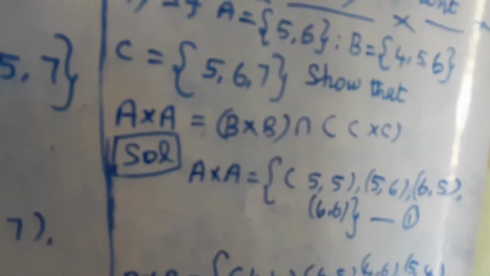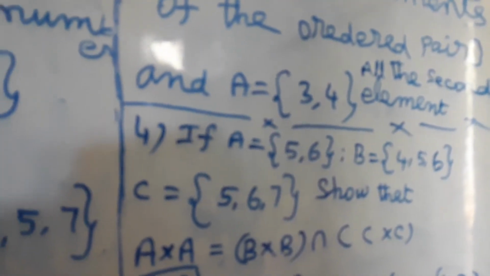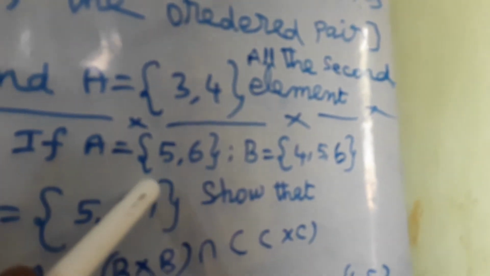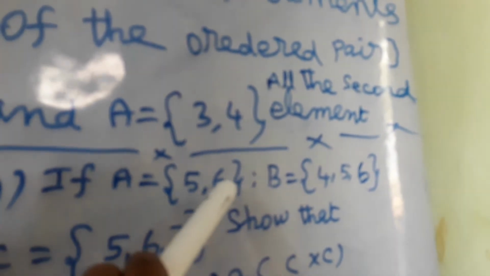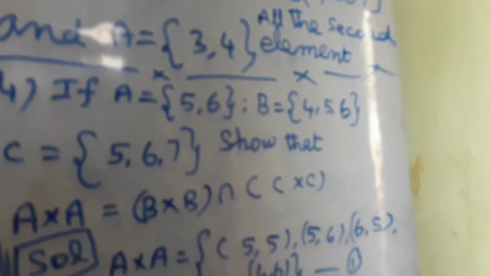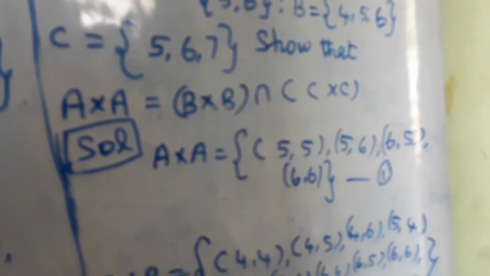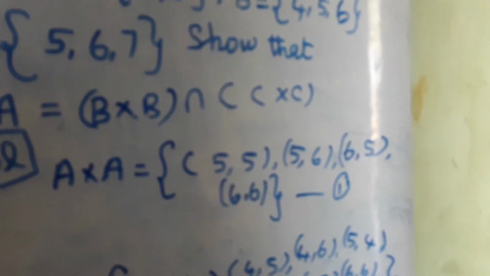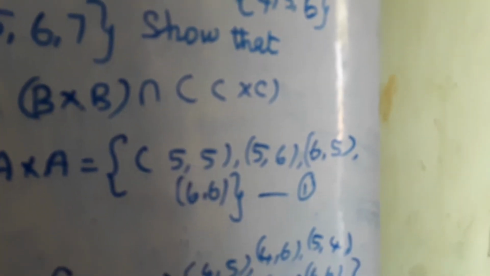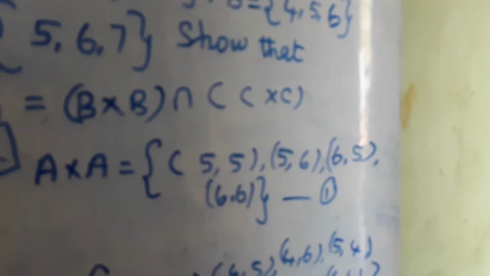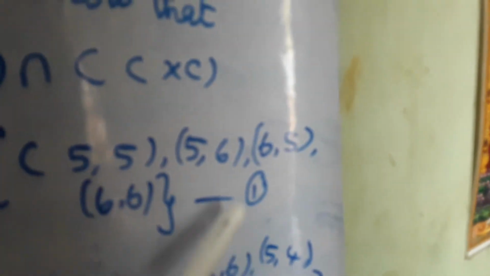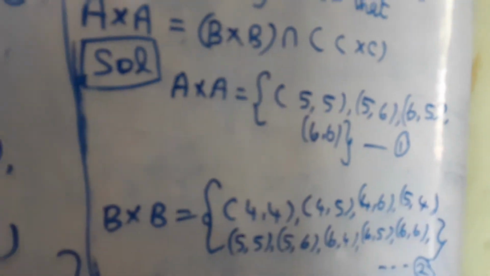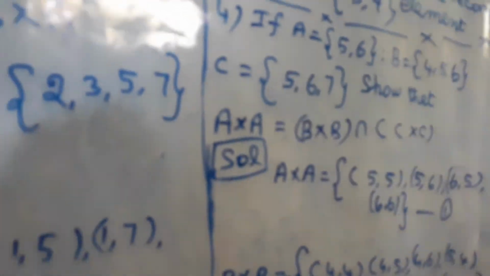Solution. A cross A: A is the set {5, 6}. So A cross A equal to {(5, 5), (5, 6), (6, 5), (6, 6)}. Put this as equation number 1. Then B cross B.